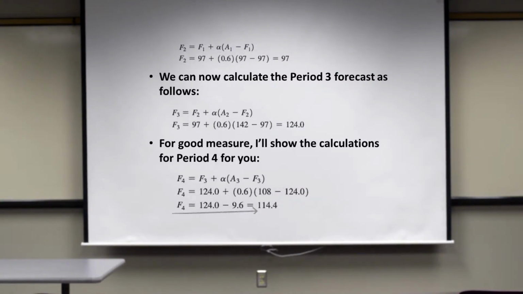So F2 is equal to 97 plus 0.6 times (97 minus 97), which is equal to 97. We can now calculate the period 3 forecast as follows. F3 equals 97 plus 0.6 times (142 minus 97), which equals 124. For good measure, I will show the calculation for period 4 for you. F4 is equal to 124 plus 0.6 times (108 minus 124), which equals 114.4.